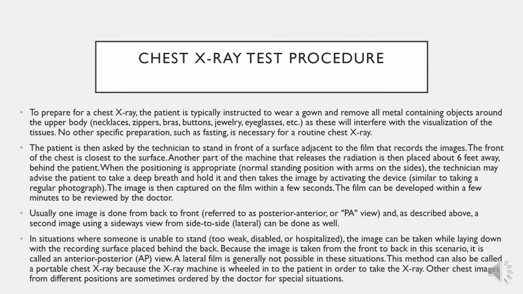Usually, one image is done from back to front, referred to as posterior anterior or PA view, and as described above, a second image using a sideways view from side to side, which is called lateral, can be done as well. In situations where someone is unable to stand, too weak, disabled, or hospitalized, the image can be taken while lying down with the recording surface placed behind the back. Because the image is taken from the front to back in this scenario, it is called an anterior-posterior or AP view. A lateral film is generally not possible in these situations.